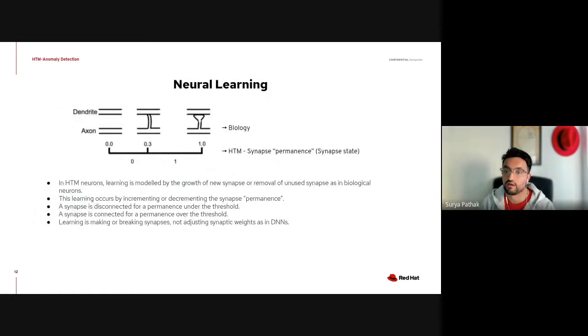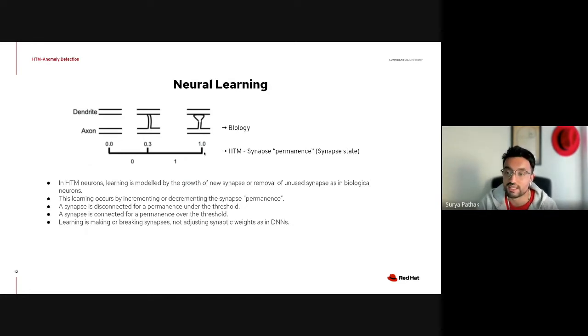Now, neural learning. One interesting thing about the synapse is that whenever there is a formation of synapses, it learns something new. It stores information. And if the brain does not want that information, then a synapse is disconnected. So that is in the biology sense. However, in the HTM algorithm sense, we call it a permanence, which is the synapse state. A zero permanence is the state where dendrite and axon are disconnected. Nothing, it is doing nothing. The neuron is doing nothing.